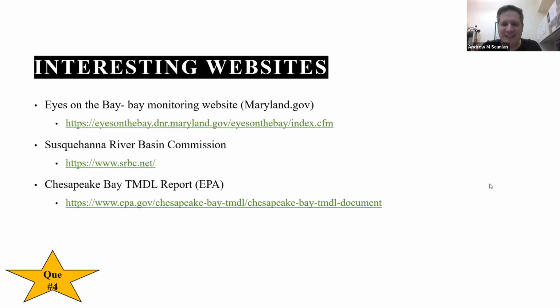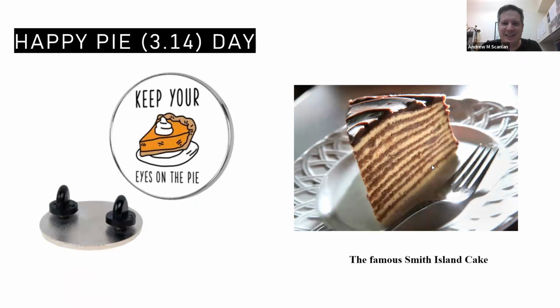So it's not a pie. It's actually a cake. The famous Smith Island cake is the state dessert of Maryland. Before I gave this talk, knowing it was Pi Day, I Googled what's the state pie of Maryland. You don't necessarily have a state pie, but the state dessert is Smith Island cake, a multi-layered chocolate cake with frosting, and probably not very healthy for you. It looks very good. I don't know if anyone's ever had it. I've never had it, but it's from Smith Island, which is appropriate, as it's found in the middle of the Chesapeake Bay.